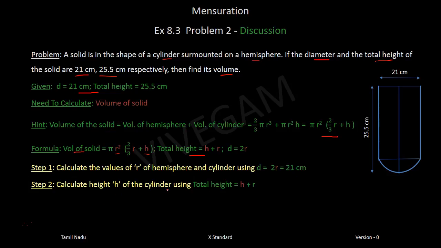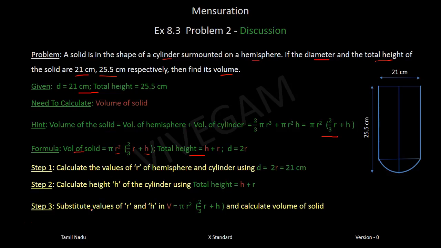Calculate the height of the cylinder using the total height, which equals the height of the cylinder plus the radius of the hemisphere. Okay, the total height of the solid here is 25.5 centimeter. So 25.5 will be equal to the height of the cylinder plus the radius of the hemisphere, which we calculated here, that is 21 by 2. So with that you will be able to calculate the height of the cylinder.